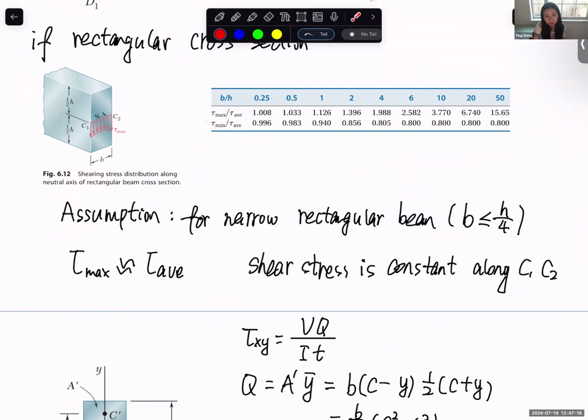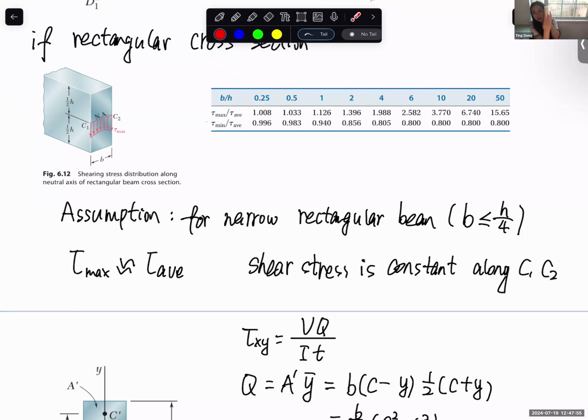So we can make the assumption that for a narrow rectangular cross section, a narrow rectangular beam, the shear stress is constant along the width, C1 to C2. Basically, let's say if I bend this one, we consider this a narrow rectangular beam. In this direction, in my pencil direction, if the ratio B over H is smaller than or equal to 0.25, we assume that the stress distribution in this direction is constant based on experiment data.